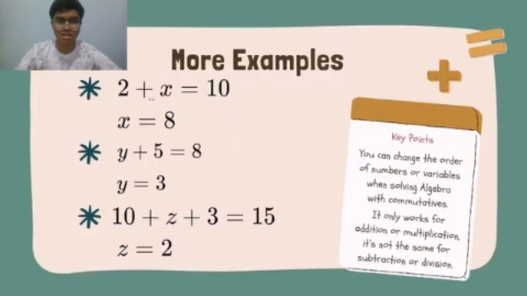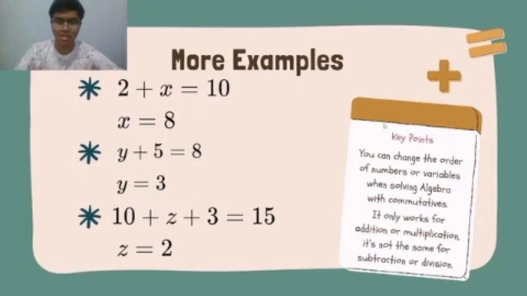So 2 plus x equals to 10. Because 2 plus 8 is equals to 10, meaning that x is equals to 8. And then y plus 5 is equals to 8. Because 3 plus 5 is equals to 8, meaning that y is equals to 3. And then lastly, 10 plus z plus 3 is equals to 15. Because 10 plus 2 plus 3 is equals to 15, meaning that z is equals to 2.